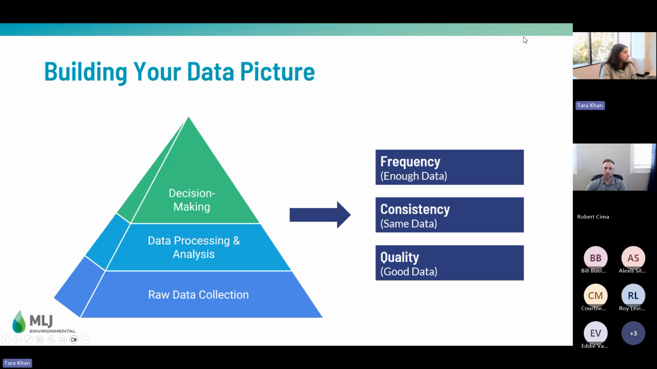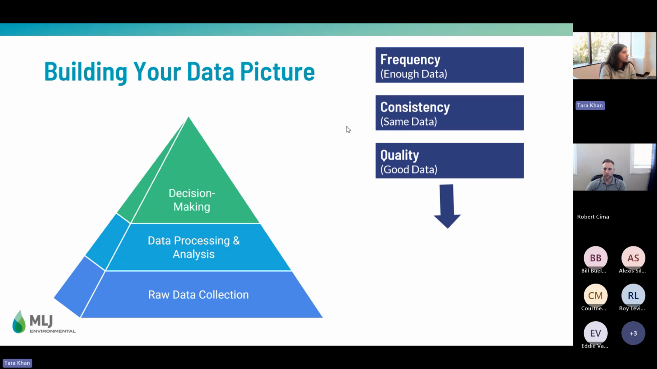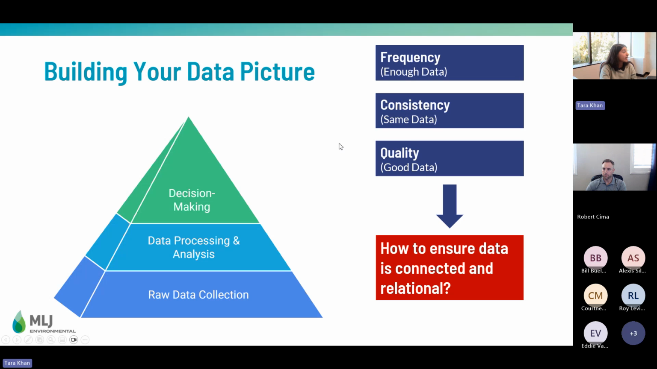And I wanted to leave folks with a question as well: how do we ensure that the data is connected and relational? I think we all touched on it briefly in today's conversation, that we have all this data, we're collecting all this data.